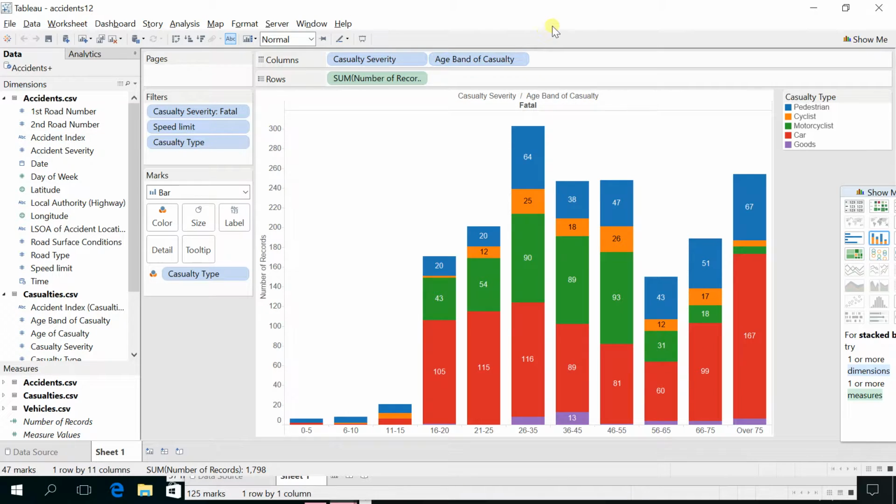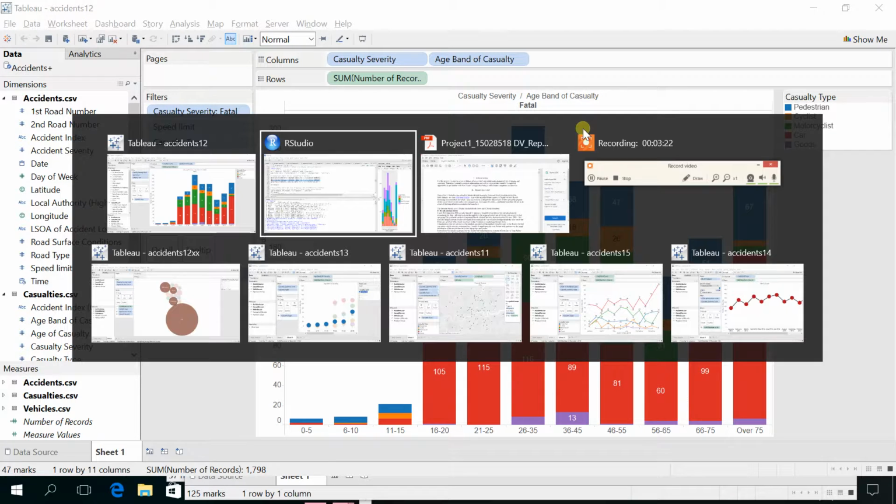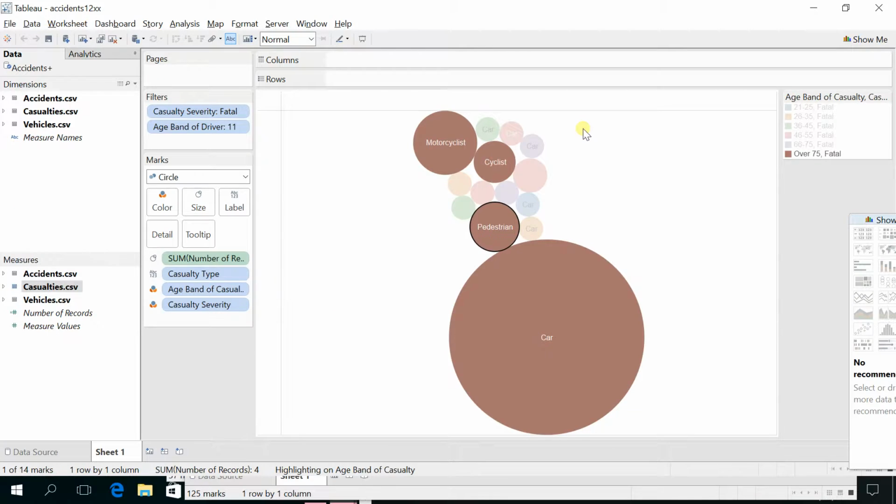I've got a legend that readily tells me what we're dealing with here. We've got the numbers of fatalities against age groups, and the one that's prominent is 26 to 35, where the greatest number of fatalities occur. But the thing that caught my eye was that, individually within an age group, the biggest casualty type right across the board is cars, associated with people over 75. That lent itself to drilling through separately, using the circle type of representation.